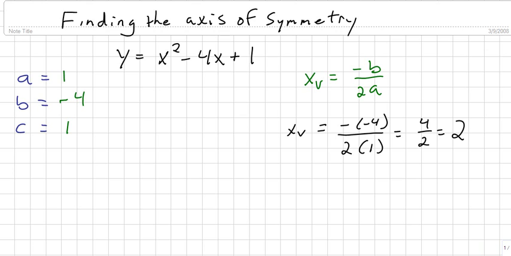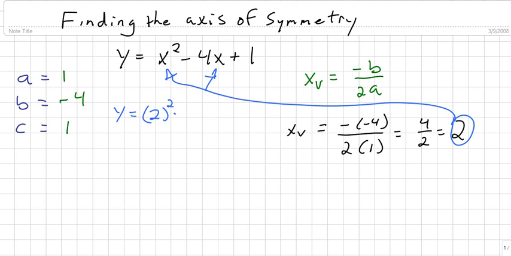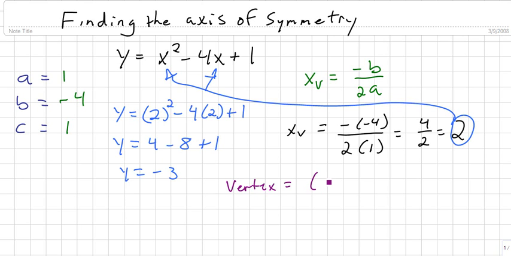Now to find the corresponding y, because remember the vertex is a point, an x y ordered pair, we take that 2 and substitute it back in where we see x in the original equation to find the y coordinate that corresponds to that value. By substituting it in, we have 2 squared minus 4 times 2 plus 1, and we do our math, and we end up with y equals negative 3. So the vertex of this particular parabola is the ordered pair 2 comma negative 3.